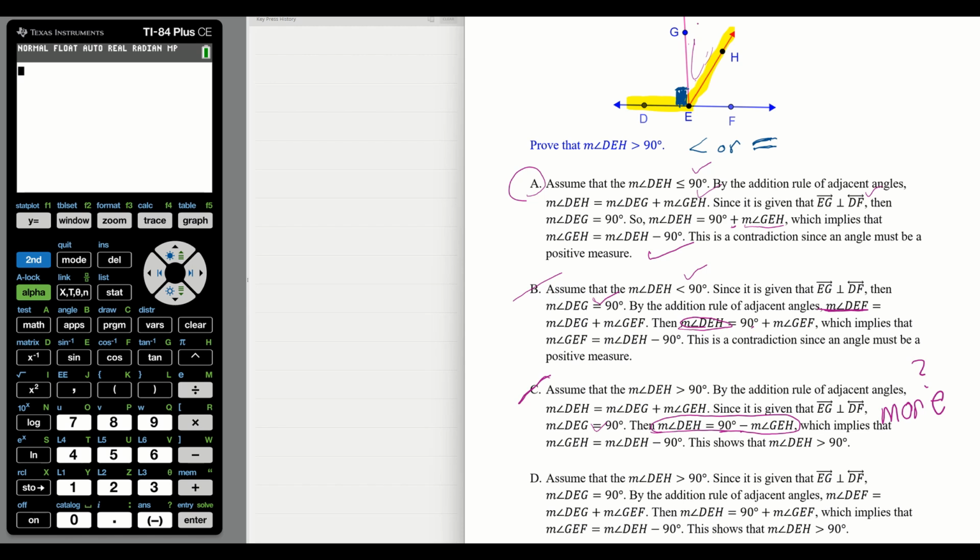Assume that the measure of DEH is greater. So, okay, this is true. This is true. This is true by the addition rule of adjacent angles, the measure of DEF. Okay, DEF, that's the whole line, equals DEG plus, yes, that's true, but what does that get us? Then the measure of DEH equals 90 degrees plus GEF.